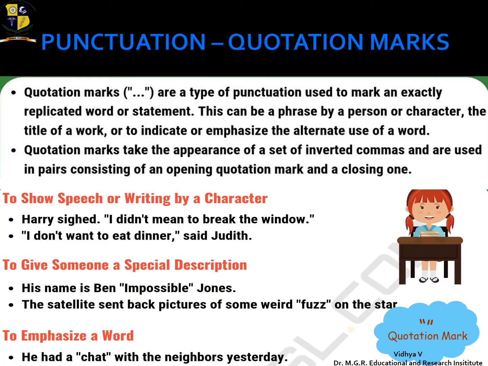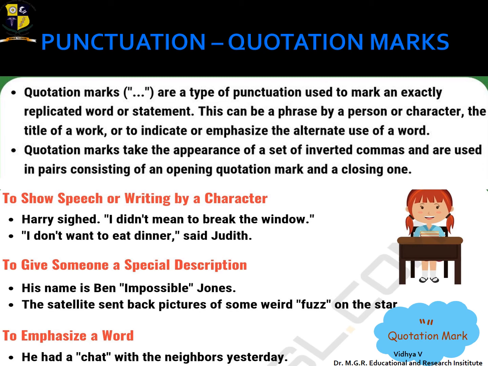Next punctuation is quotation marks. This is used to mark an exactly replicated word or statement. This can be a phrase by a person or character, the title of a work, or to indicate or emphasize the use of a word. It marks the appearance of a set of inverted commas and they are used in pairs. So you have to put an opening and a closing one.